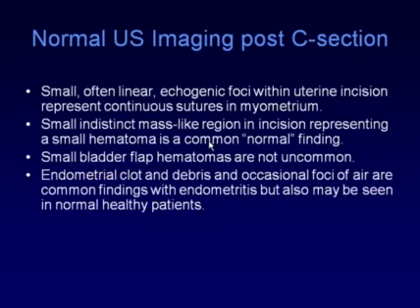It may be quite difficult to interpret what is exactly happening in the axial images that come from the source. As far as ultrasound imaging after cesarean section in the immediate postoperative period, the linear echogenic foci that are seen in the incision are the sutures, and that's a typically normal thing. There may be a mass-like area, which is a small hematoma, also common and a normal finding. Similar to the CT, small bladder flap hematomas are not uncommon, and it's fairly common to see some mixture of clot and debris with a few foci of air within the endometrial cavity.